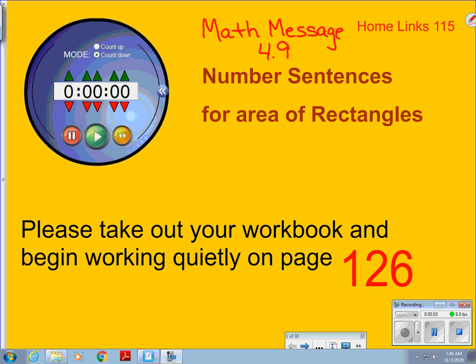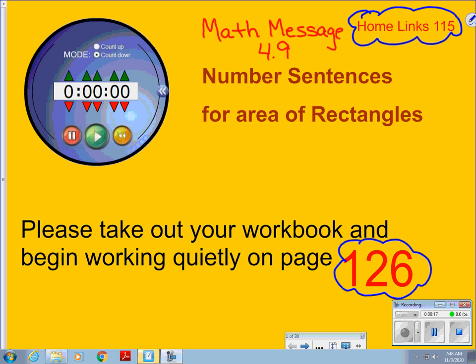Okay, boys and girls, we're going to get started on Math Message 4.9. If you are looking at your Home Links assignment, it would be Home Link 115, and your Math Boxes assignment would be on page 126. Our math message is going to be number sentences for areas of rectangles. It's going to continue what we did on Math Message 4.8.